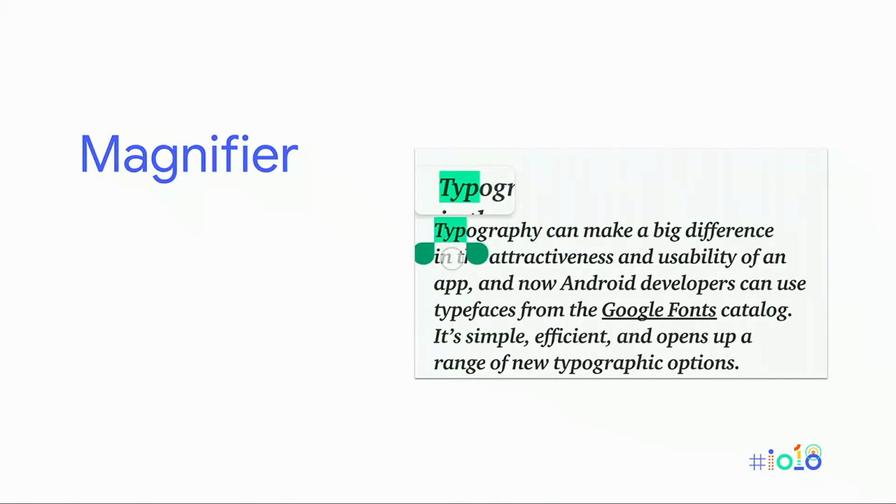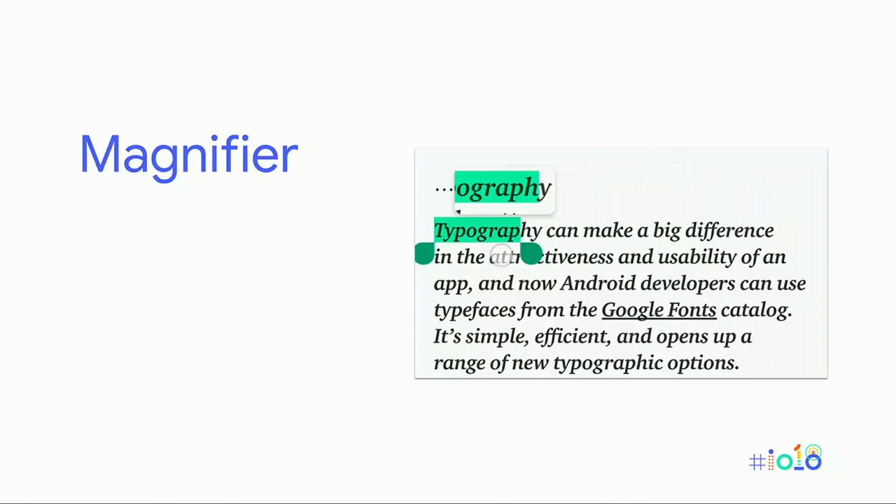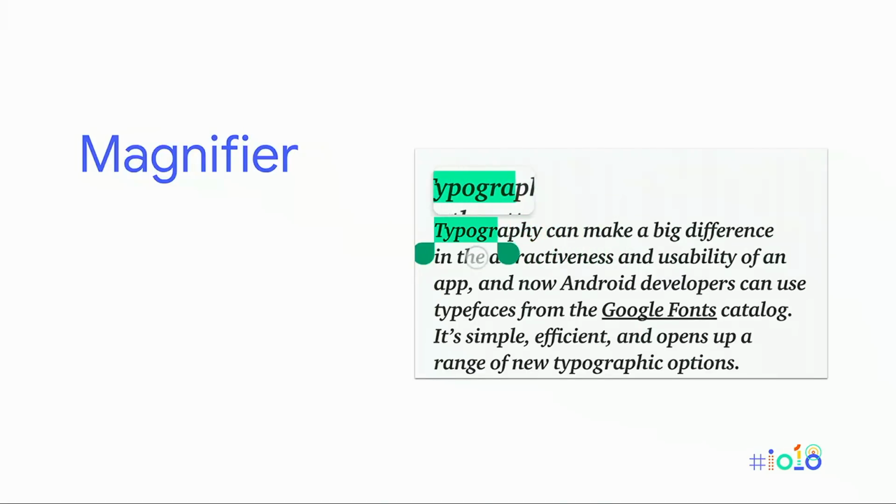A lot of people tell us that selecting text is really hard, and placing the cursor where you want is a really hard task. So Magnifier shows a zoomed-in version of where you are touching with your finger to help you place the cursor in the correct position. We've implemented this by default in TextView, EditText, and in WebView and Chrome, so you don't have to do any work if you're using the default widgets.